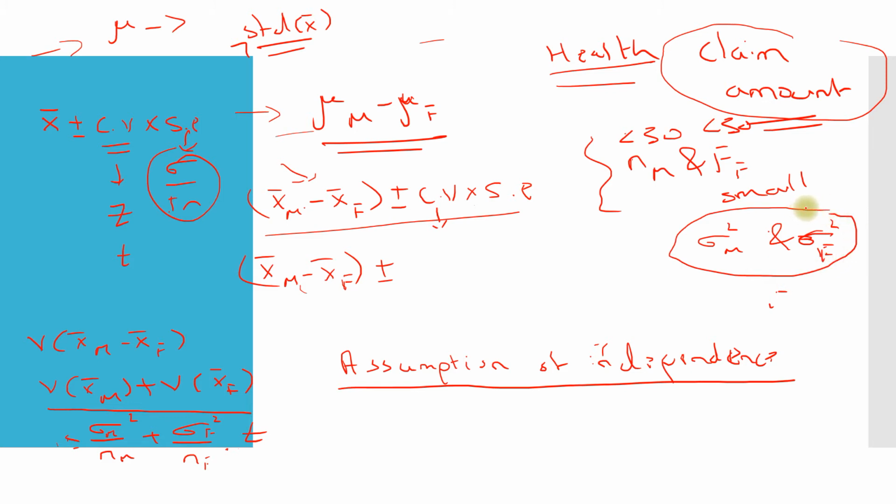Now, given that they are unknown, and you are dealing with two small sample sizes, I think it should be clear what distribution has to be applied. You can do an analogy with what we did earlier. If your sample size was small and your population variance or standard deviation was unknown, we have been applying the t distribution.